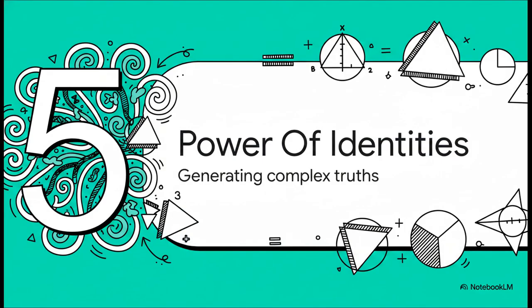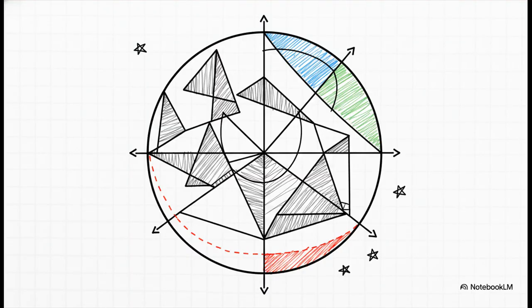And this beautiful, predictable behavior leads us to our final section, kind of the climax of the chapter. Section 5. The power of identities, generating complex truths from the unit circle. From the simple geometry of the unit circle, we can actually use basic distance formulas to prove sweeping, foundational rules, like the cosine of the sum of 2 angles.